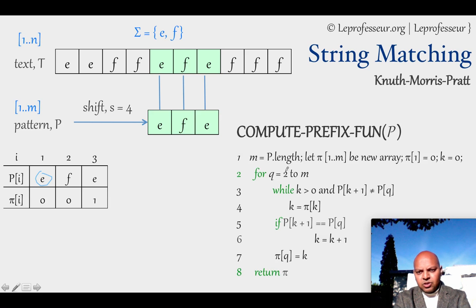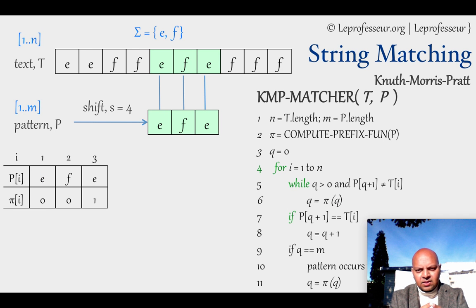Now we move on to q equal to 3. Here k is still 0 because we did not increment k, so we are no longer at line number 3. We move on to line number 5: p of k plus 1, where k plus 1 is 1, and p of 1 is E. Is it equal to p of q? Here q is 3, so the pattern at location 3 is the character E. E and E match, so we satisfy this condition. We increment k equal to k plus 1, and then pi of 3 is k, which is 1, meaning the pattern at location 3 matches with the pattern at location 1. Very simple table. In the same way, if you have a bigger pattern string, you can compute the prefix function table.